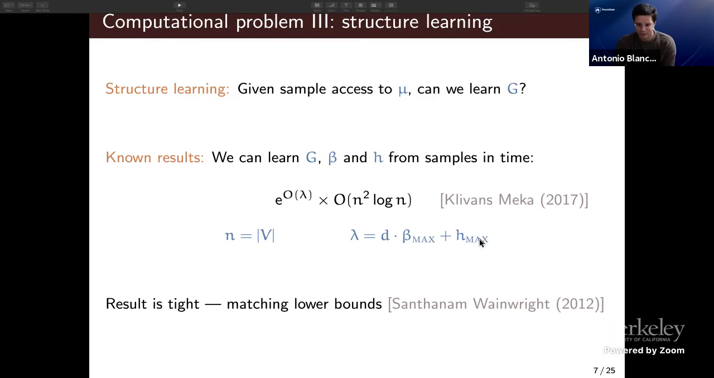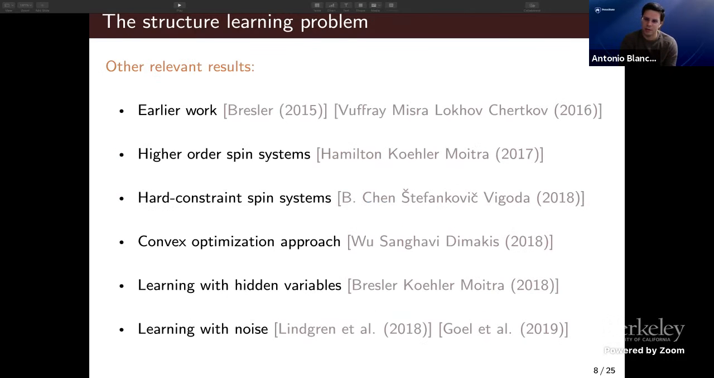Okay, and this is a problem that many folks in the audience have done very nice work on. I try to put the most significant results here, but if I miss any, I apologize. But this is some of the work on structural learning that led to this type of result, or some variations of it.